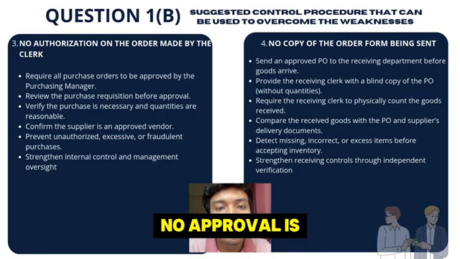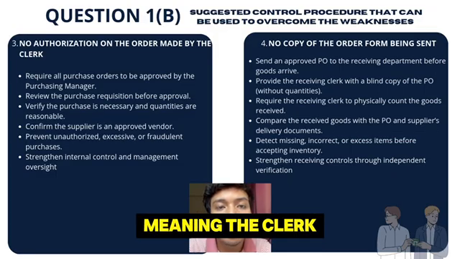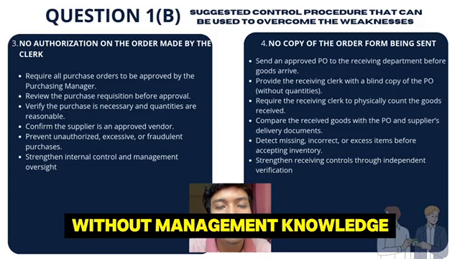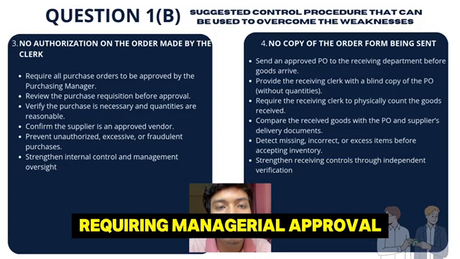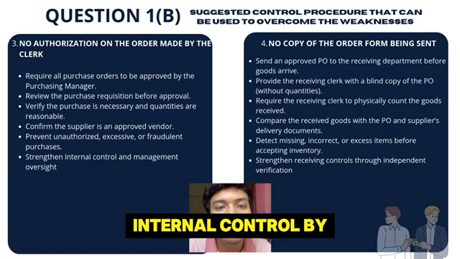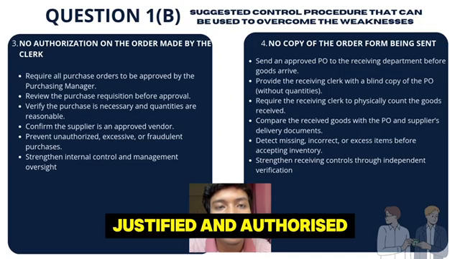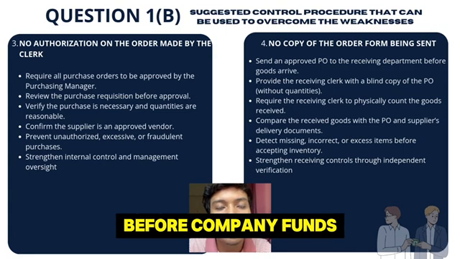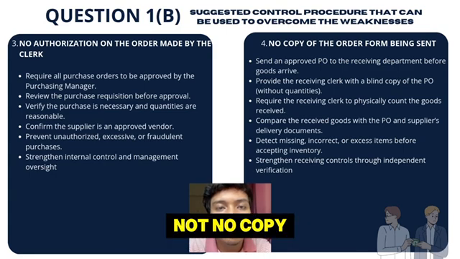According to the case, no approval is needed for the order made by the purchasing clerk, meaning the clerk has complete authority to place orders. This creates a significant risk that unauthorized purchases, excessive orders or even fraudulent purchases could occur without management's knowledge. Requiring managerial approval provides an important internal control by ensuring that every purchase is properly reviewed, justified and authorized before company funds are committed. No copy of the order form being sent to the receiving clerk.